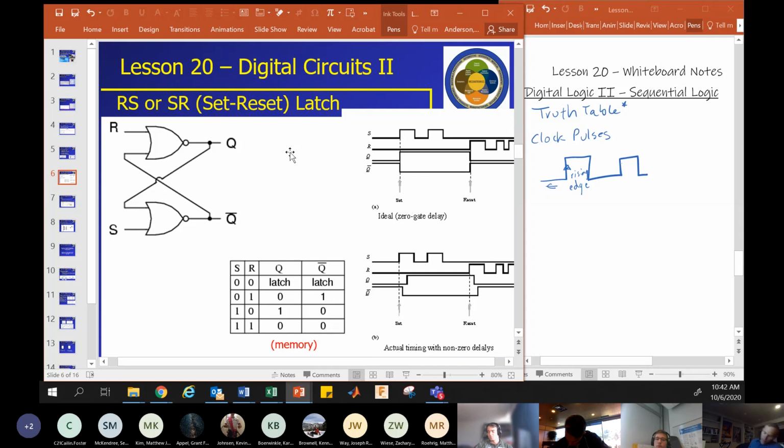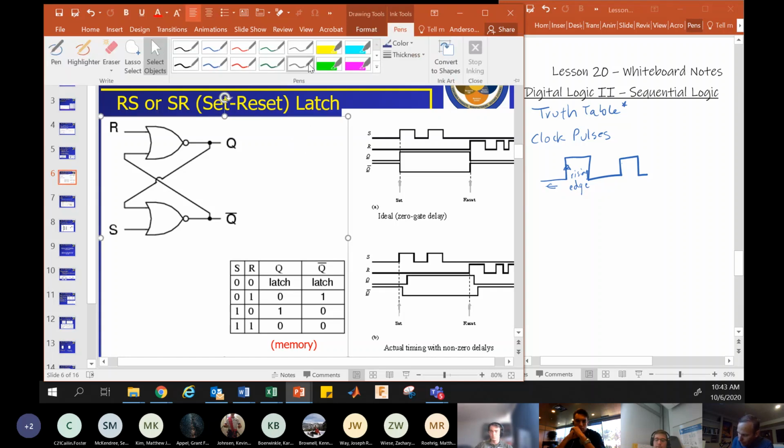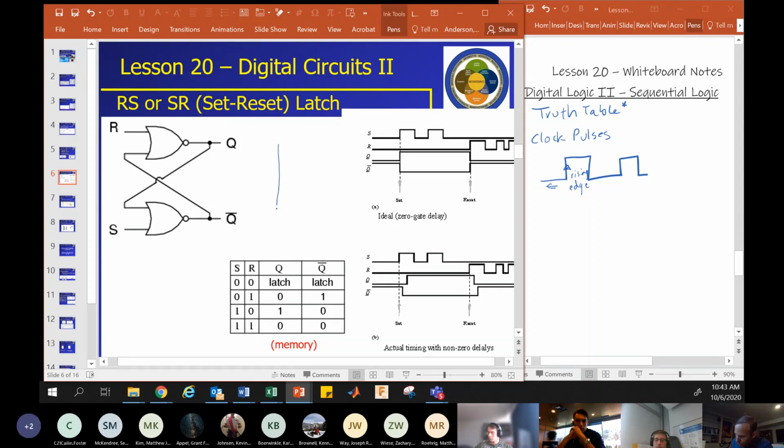Okay, one thing that's cool about these types of devices is that this is where we get into memory and the ability of devices to remember things that happened or tell you information about what happened in the past. So this is known as an RS latch, and what this looks like in a circuit diagram would just be something like this. It would just have an R input, an S input, and then usually a Q and a Q naught.